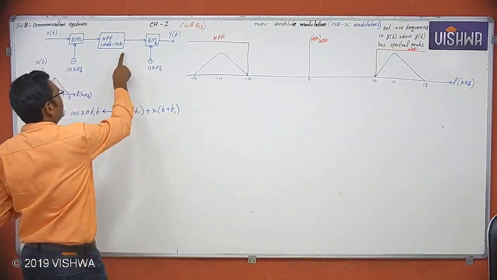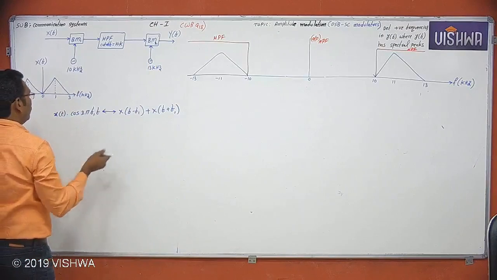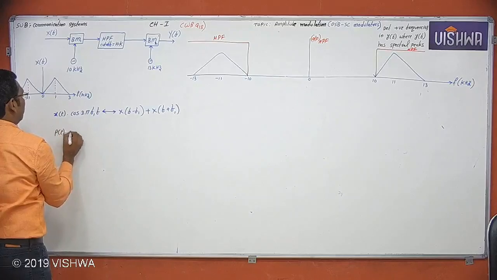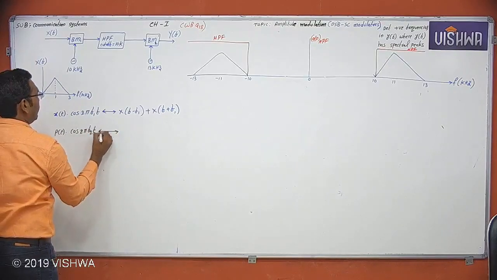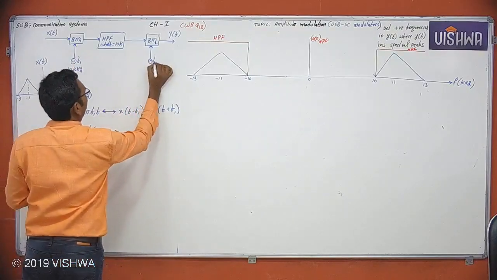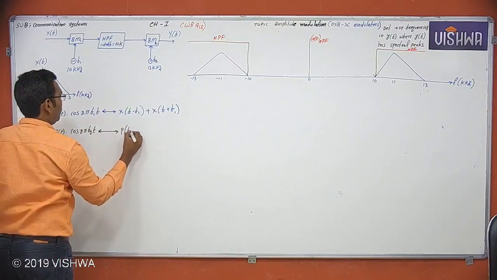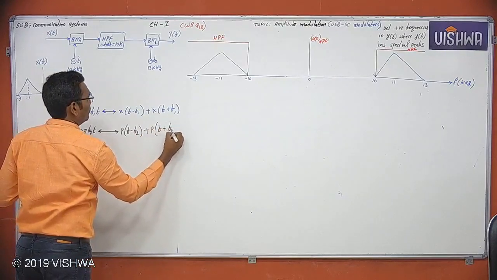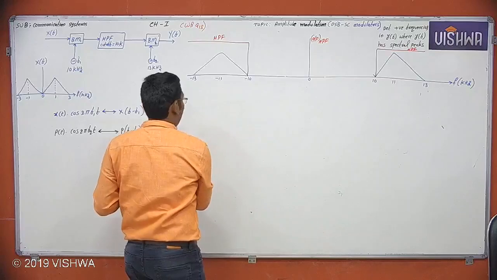Now this output of the high pass filter is again multiplied in a balanced modulator with carrier frequency f2. Let us assume this is some p of t multiplied with cos 2 pi f2 t. Now let us assume this is f1, this is f2. Now P of t's Fourier transform is P of f minus f2 plus P of f plus f2. Now this is shifted to the right side as well as the left side.